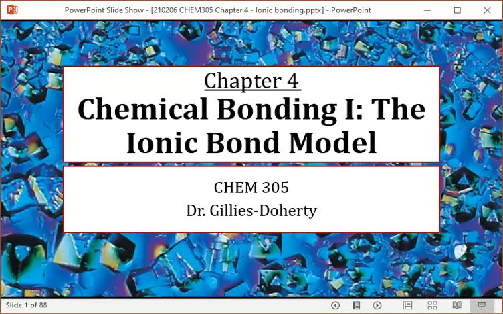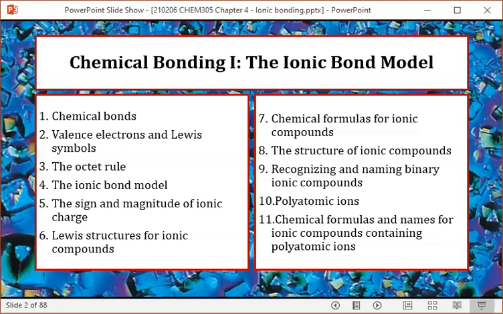Hey everybody, welcome back. Today we're going to start Chapter 4, Chemical Bonding 1, the Ionic Bond Model. In Chapter 4, we're going to break this chapter into two main lecture components. The first one, we'll talk about chemical bonds, valence electrons and Lewis dot symbols, the octet rule, the ionic bond model, what makes an ionic bond, how to figure out the sign and magnitude of charges on ionic bonds, and then Lewis structures for ionic compounds.